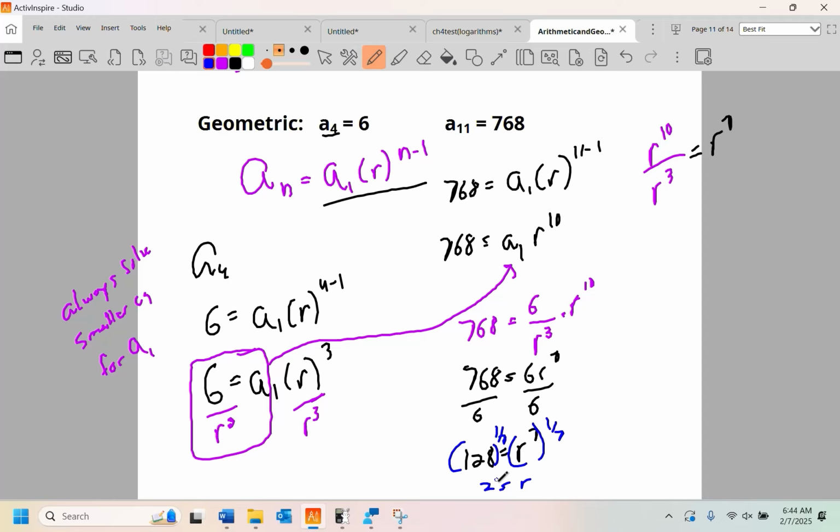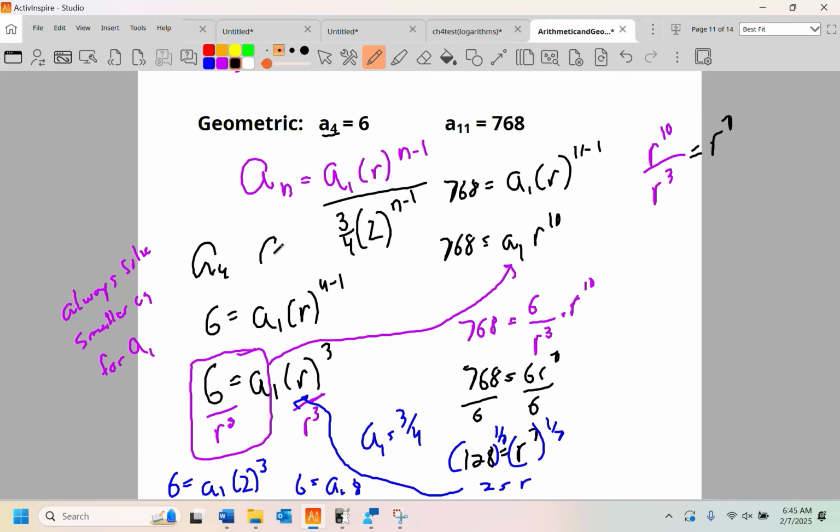Cool. Still not done. Take that 2, plug it in right there. So 6 equals a sub 1 times 2 cubed. 2 cubed is 8. 6 equals a sub 1 times 8, which means that a sub 1 is going to end up being 3/4, because 6 over 8 is 3/4. So after all this work, I have figured out everything I need. I know that the first term is 3/4. I know that the ratio is 2. And that is how you write the nth term of a geometric sequence.